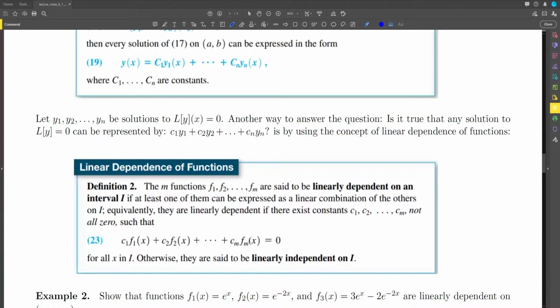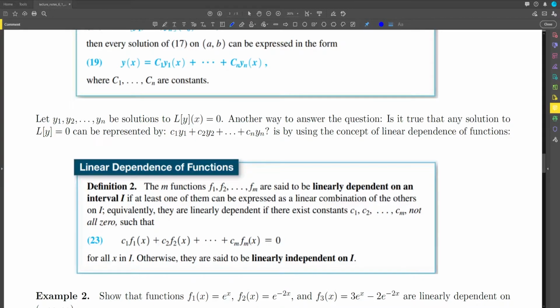So definition 2 defines when functions are linearly dependent or independent. The m functions f1, f2 through fm are said to be linearly dependent on an interval I if at least one of them can be expressed as a linear combination of the others on that interval I. Equivalently, they are linearly dependent if there exist constants c1, c2 through cm, not all 0, such that c1 f1 plus c2 f2 plus dot dot dot plus cm fm equals 0 for all x in the interval I. Otherwise, they are said to be linearly independent on I.